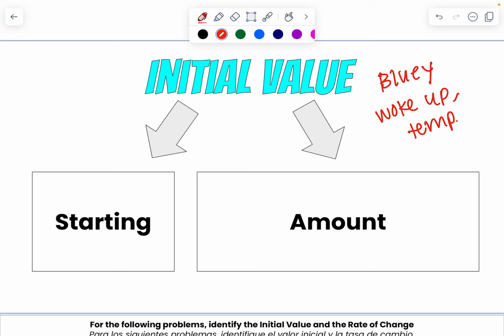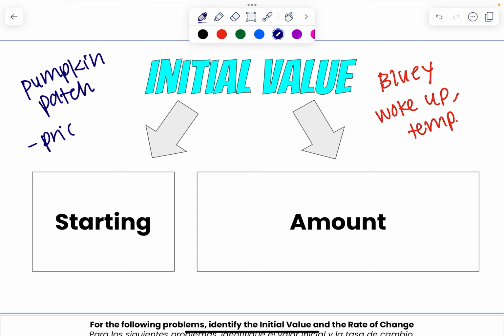That's the initial value. Another example of the initial value for the pumpkin patch was just the price to get in, or admission, right? You could, in theory, go to this pumpkin patch and not buy a single pumpkin, and it would still cost you $4 to get in. At this particular pumpkin patch, you cannot just go for free, right? That's an initial value, an initial amount of money that I have to spend for this experience, right?